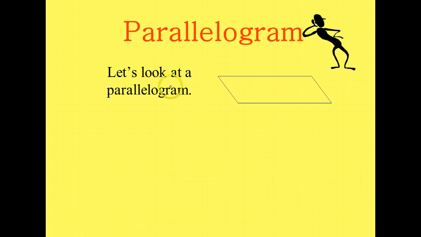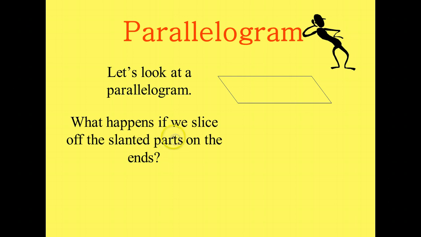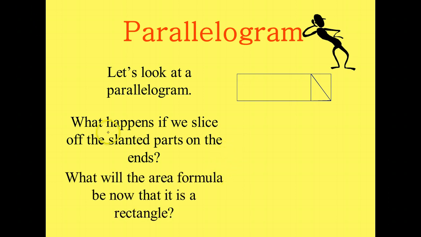Alright, so now let's take a look at a parallelogram. So what happens if we slice off the slanted parts of the ends? Basically, we cut these two off. Alright, so if I take this little piece and add it on the other side, oops, what shape do we have? It is a rectangle. So again, we will end up with the base times the height.